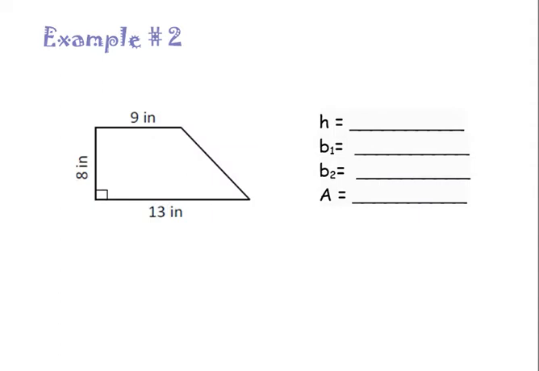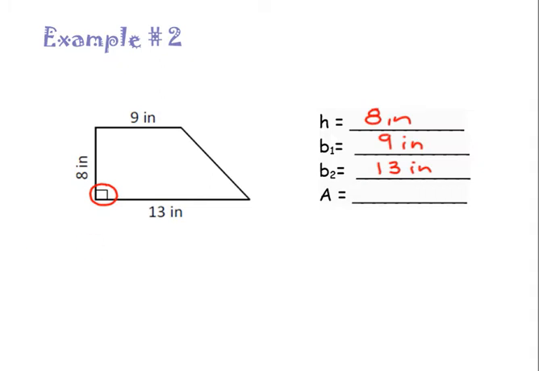Alright, next problem. So here we have a right trapezoid, and I know that because it has a right angle, but that does not make a difference in the formula. I just wanted to point that out. So our height is from top to bottom, and so that is going to be 8 inches. Our base 1 is 9 inches, and our base 2 is 13 inches.